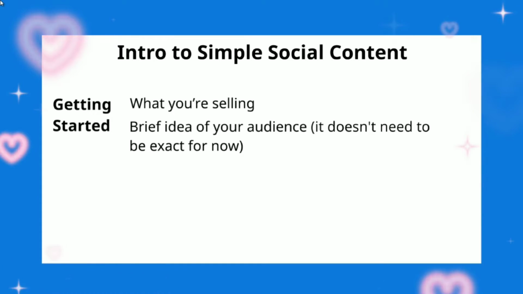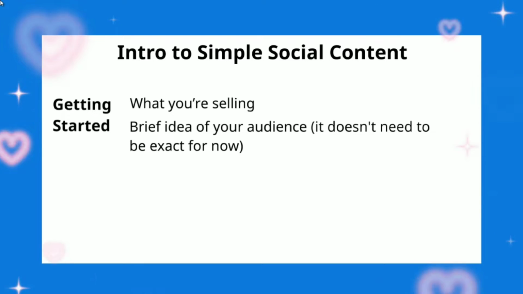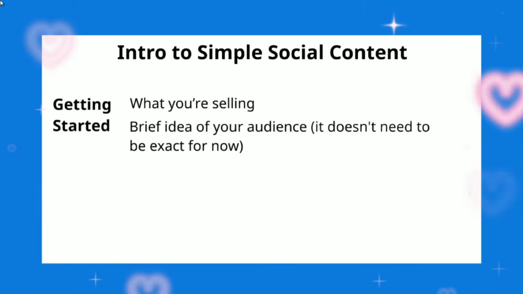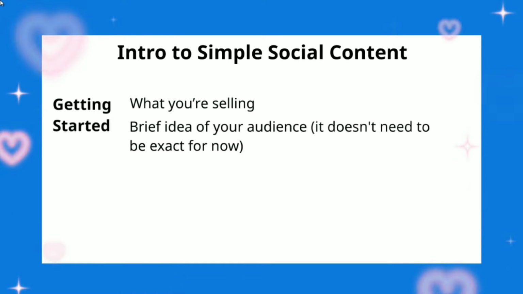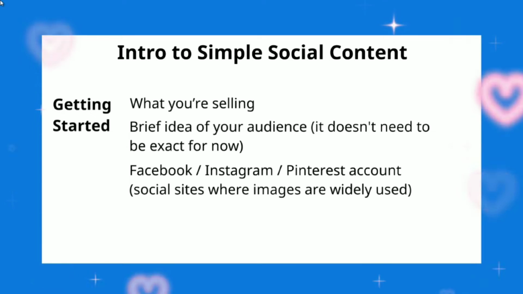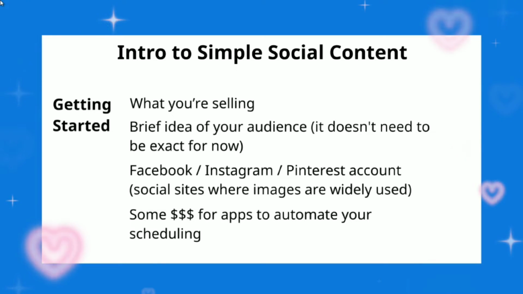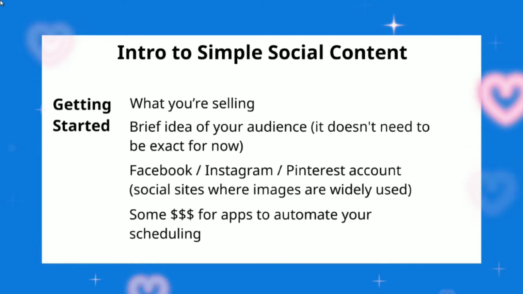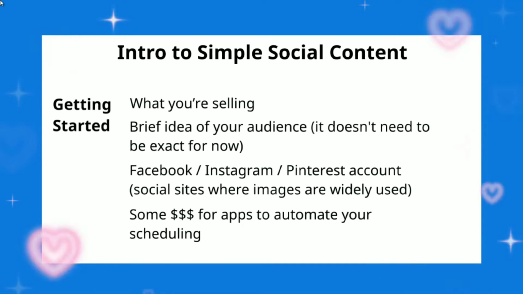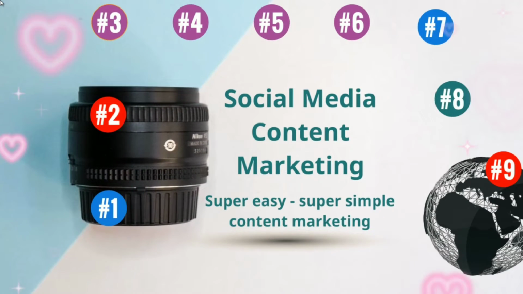And Pinterest as well. You also need to have a brief idea of your audience. It doesn't need to be exact for now. We'll clarify that. But have a brief idea. Start painting a picture of what your audience looks like. And we talked about social sites. And of course, you'll need some money for apps to automate your scheduling. And of course, if you're low on money, you can definitely post the images and content yourself without scheduling them. With that said, let's move on to the next video.